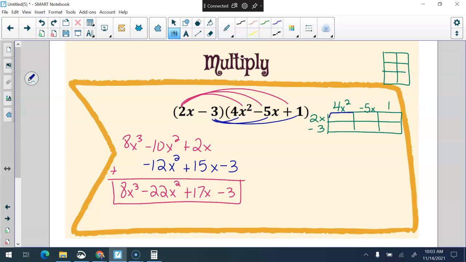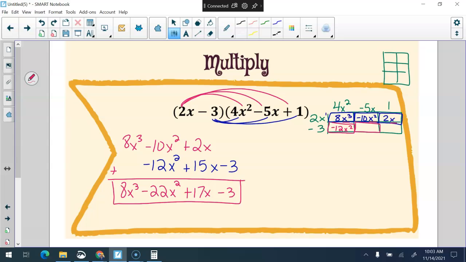All right, 4 times 2 is 8, and x squared times x is x to the third. All right, multiply the coefficients. Negative 5 times 2 is negative 10, and x times x is x squared. 1 times 2x is 2x. So that looks good. I do see a pattern, x to the third, x squared, and x. Probably did it correctly. Next one, negative 3 and 4 make negative 12x squared.